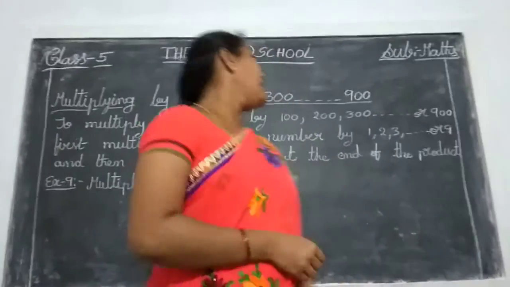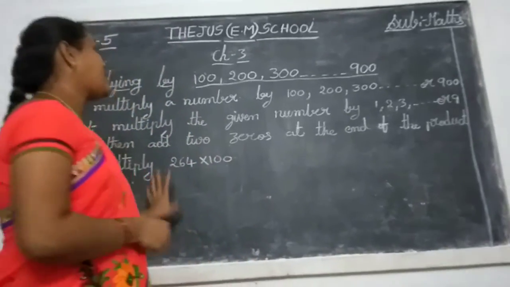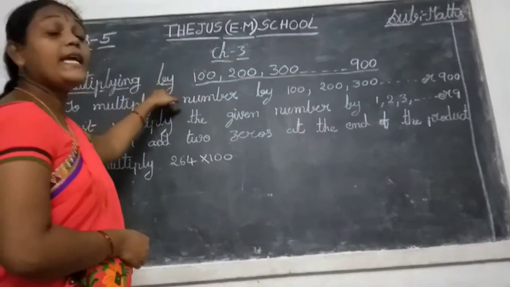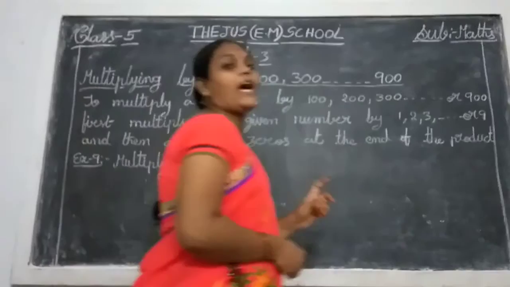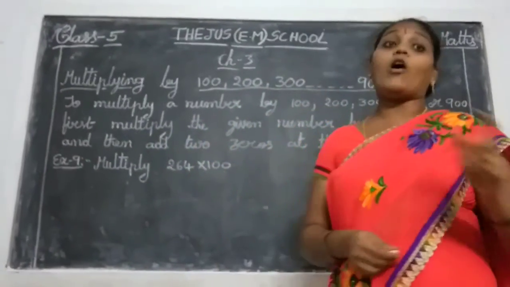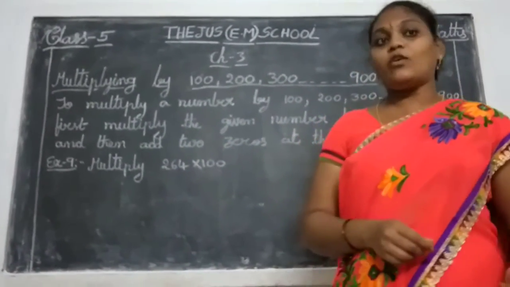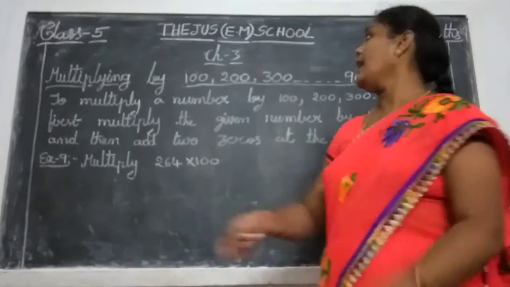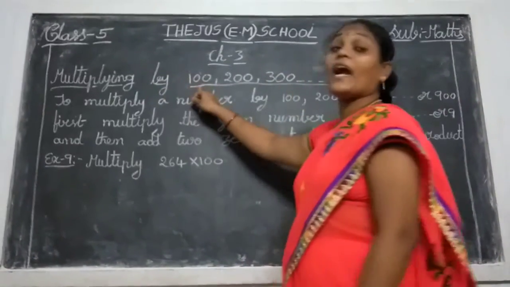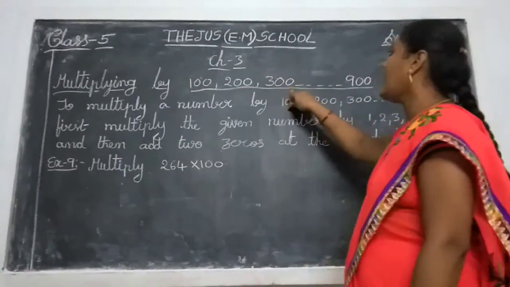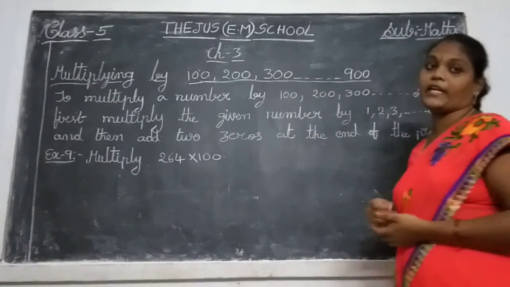Okay, children. In chapter 3, we already explained multiplying by 10, 20, 30 and so on up to 90. Already explained in the previous class. Okay, children. Now we explain multiplying by 100, 200, 300 and so on up to 900.